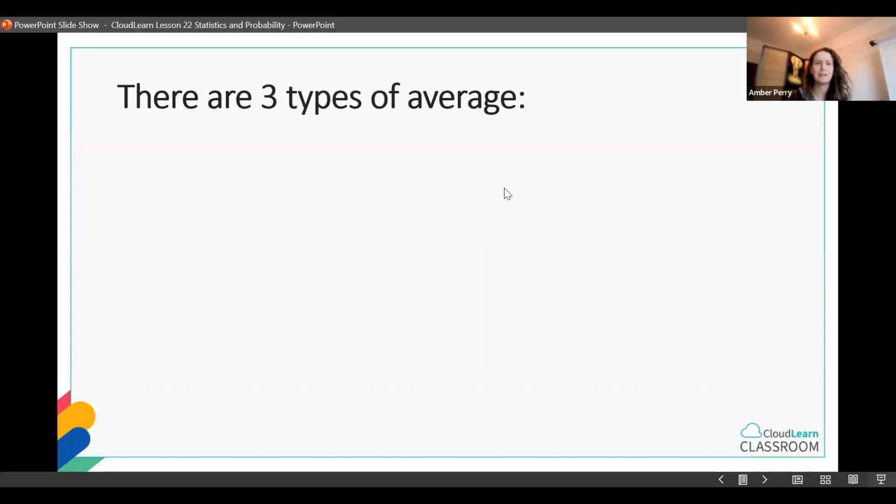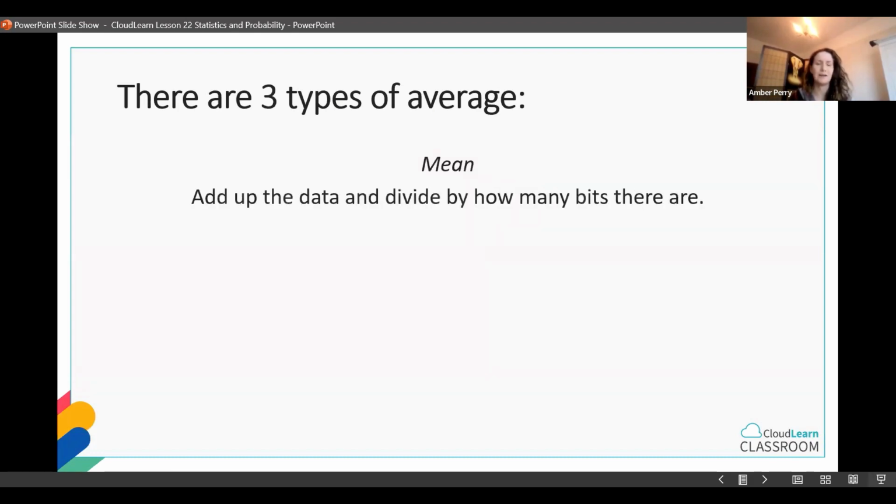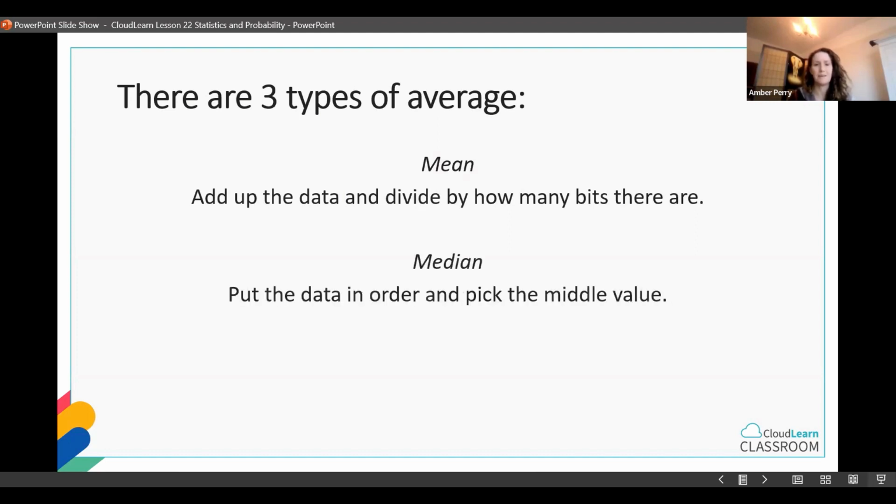Averages then. Just a quick reminder, there's 3 types of averages. I'm sure you know what they are. We have the mean, which we find by adding up all the data and then dividing by how many bits of data there are. Median is the middle one, okay? So put them in order first and pick the middle value. Very common in an exam for a student to forget to put them in order just because they're rushing a little bit on these questions. Do remember, it needs to be in order before you pick that middle value. And then the mode, which is the most common bit of data. So those are the 3 types of averages. We'll do a bit more work on those in a minute.